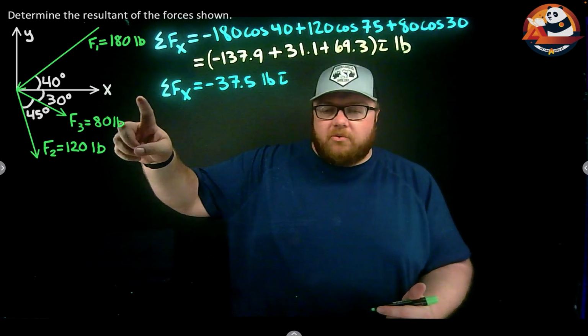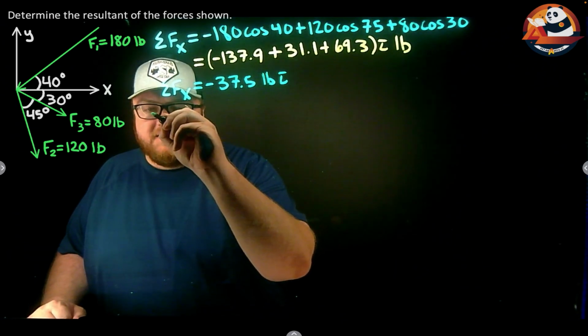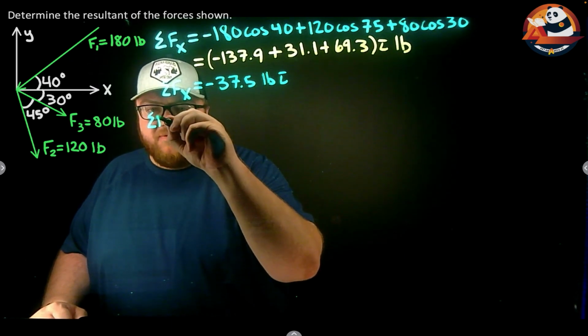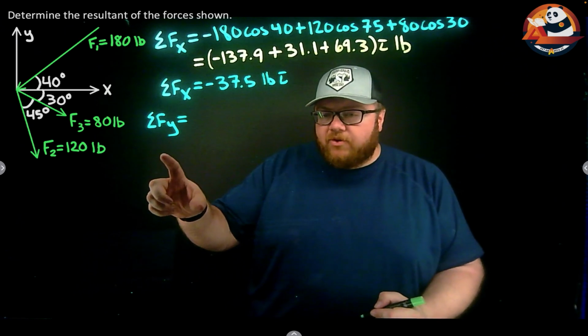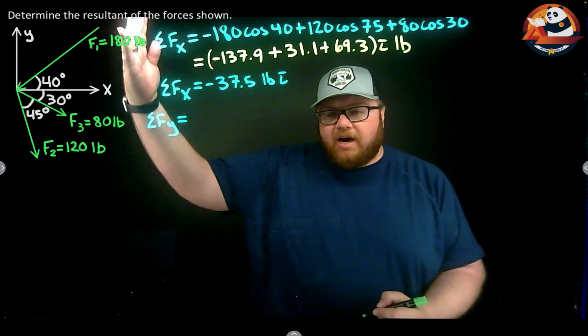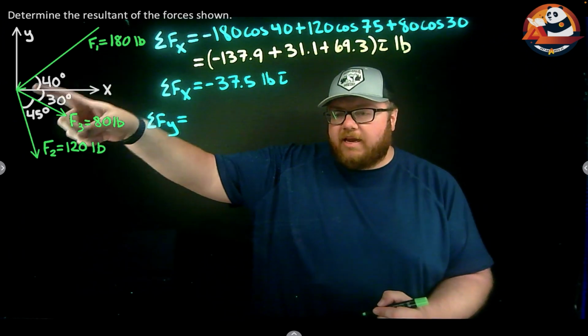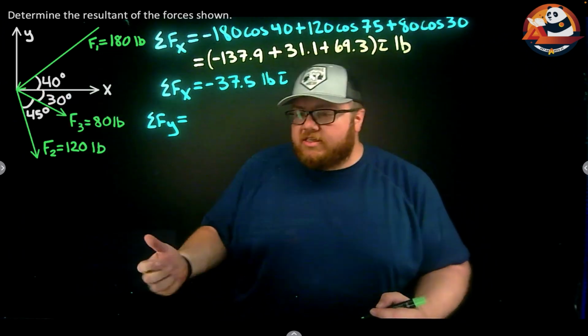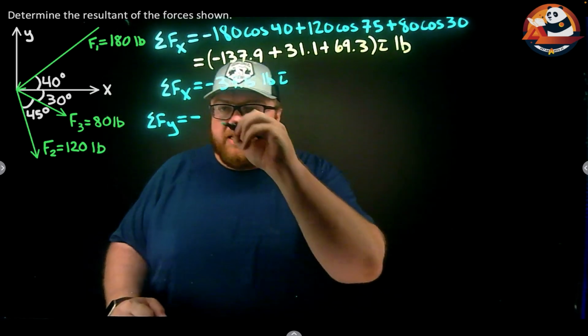So we're just going to repeat this for the y direction. Just like I summed all my forces in the x, I could sum all of my forces up in the y direction. Summing forces in the y, we will always say positive goes straight up, negative goes down. So F1, the arrowhead's pointing downwards. So this is negative 180.